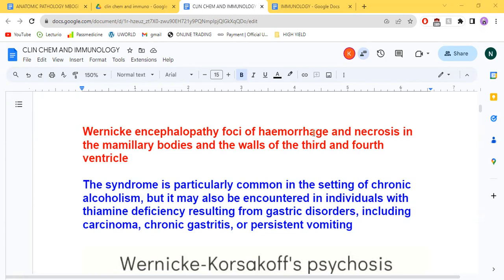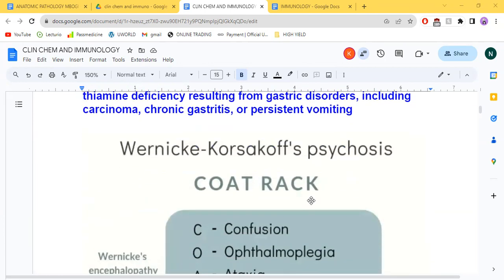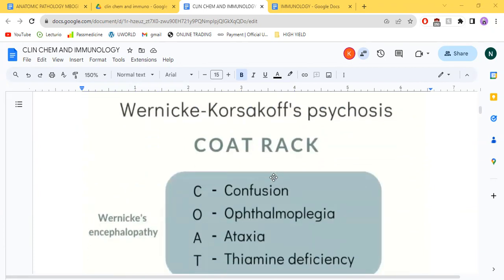Wernicke encephalopathy is characterized by foci of hemorrhage and necrosis in the mammillary bodies and the walls of the third and fourth ventricles. It's usually seen in the setting of chronic alcoholism, but it may be encountered in people with thiamine deficiency from gastric disorders like carcinomas, chronic gastritis, and persistent vomiting. Are we together? Okay.